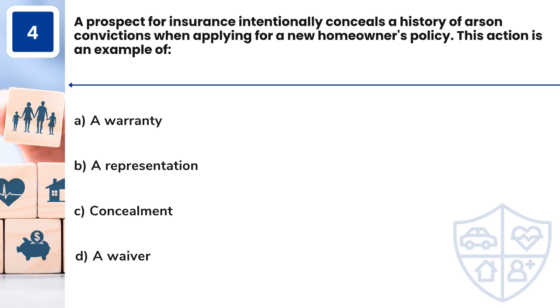Question 4. A prospect for insurance intentionally conceals a history of arson convictions when applying for a new homeowner's policy. This action is an example of A. A warranty, B. A representation, C. Concealment, D. A waiver.